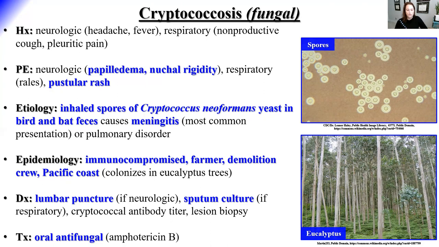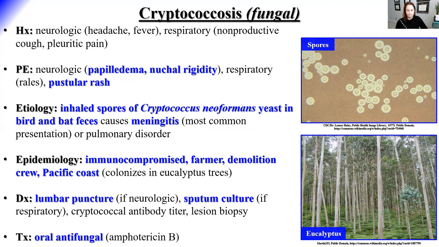If they're having neurologic type of symptoms, a lumbar puncture would be appropriate. Sputum culture would be appropriate if they're having more respiratory symptoms. There is an antibody titer that can be drawn, or you can do a biopsy of that pustular lesion that occurs in that skin rash. We would treat this with an oral antifungal, something like amphotericin B.